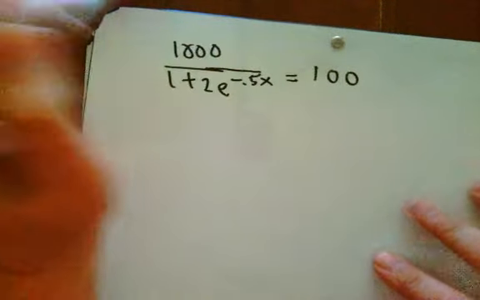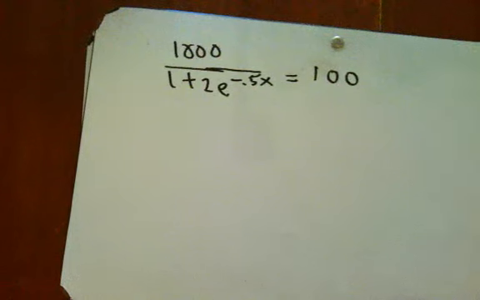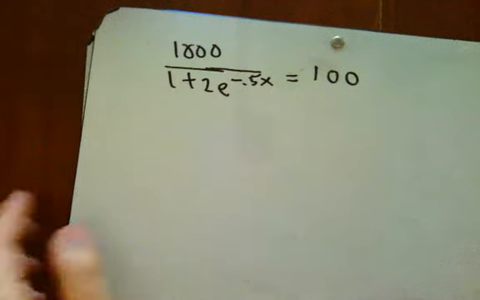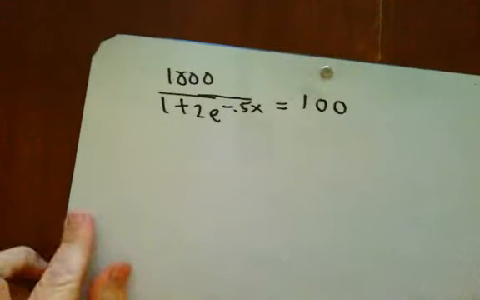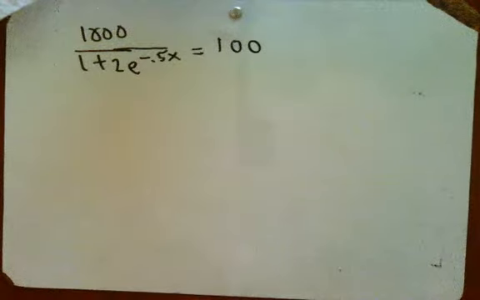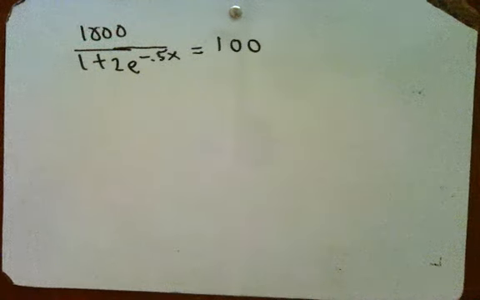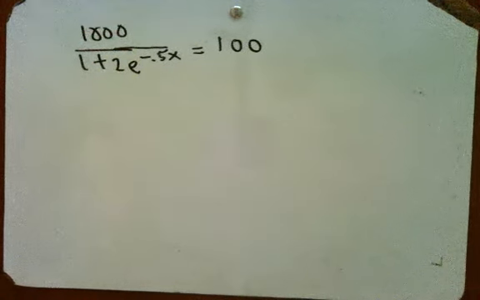Okay, so now it's your turn. Here's your logistic equation to solve. 1,000 over 1 plus 2e to the negative 0.5x equals 100. Okay. Please take a couple minutes to solve this one.